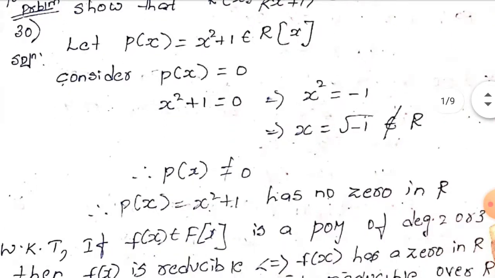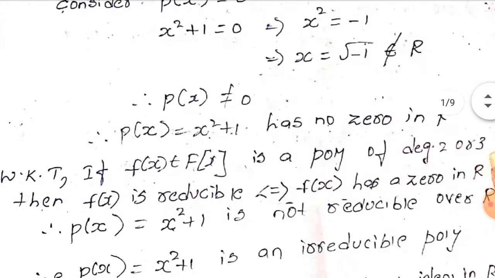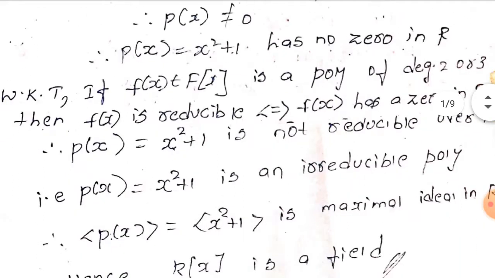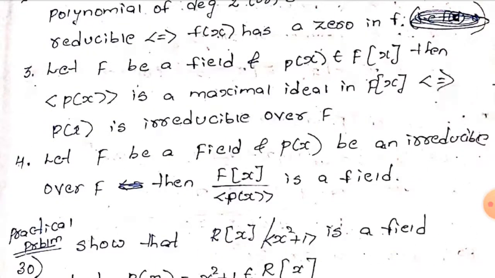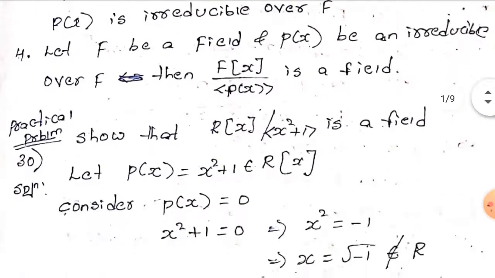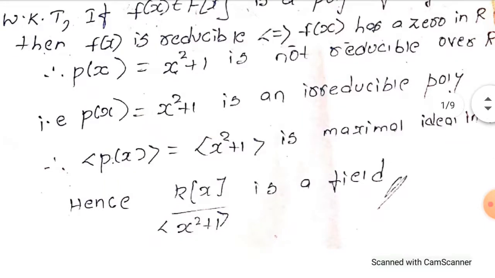We can say p(x) has no 0. If it has a 0, we can say it is reducible. See this note point: if f(x) has a 0, f(x) is reducible. If f(x) has no 0, we can say it is not reducible, which means p(x) is an irreducible polynomial. If it is an irreducible polynomial, see the third note point: p(x) is irreducible means generator p(x) is a maximal ideal. That only we are writing. If it is a maximal ideal and irreducible, we can say R[x] by generator x square plus 1 is a field.